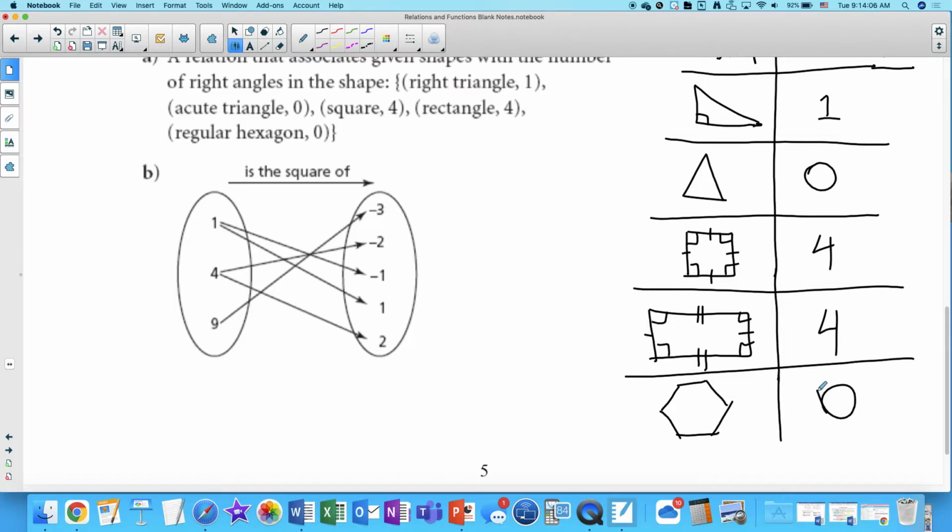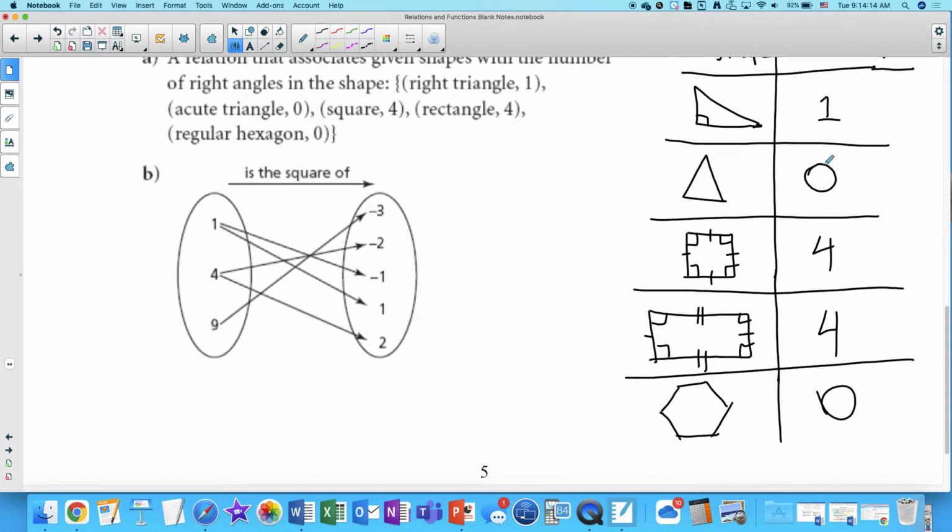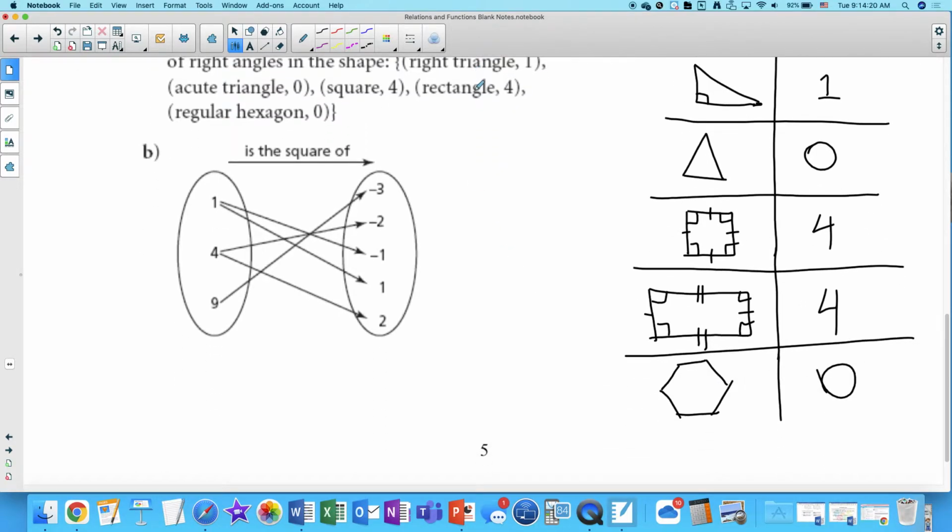Okay, all right, so here's sort of, we've transformed this representation from a set of ordered pairs into a table of values. For each input value, is there only one output value? Does a right triangle only have one number of right angles? Yes. Okay? It's not possible to have a right triangle that has 1 or 2 or 0 right angles. It only has 1. Okay?